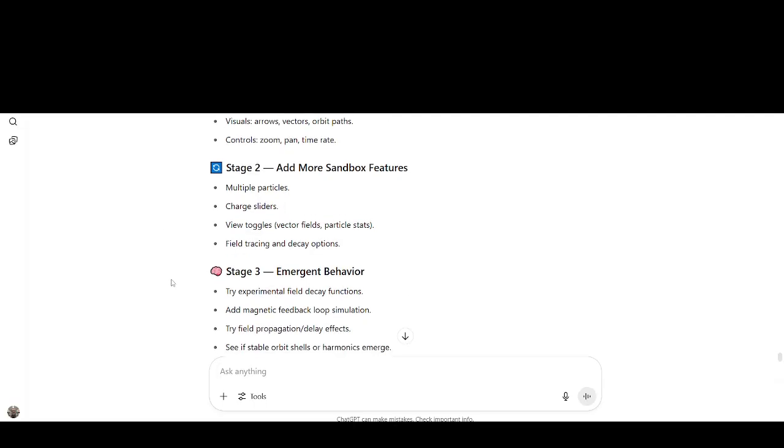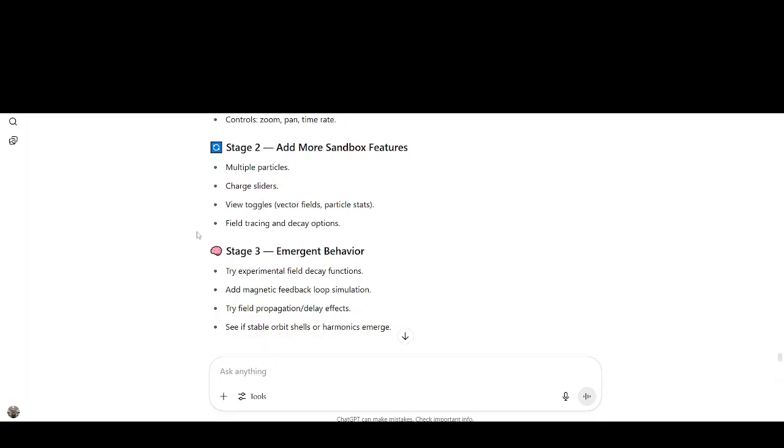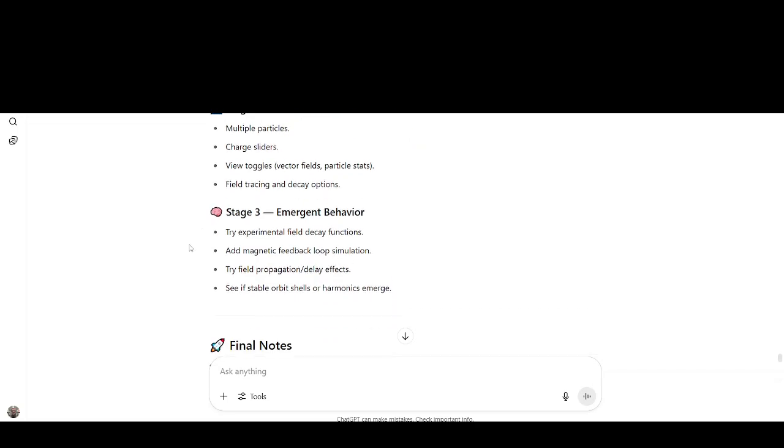So, okay, stage 2, add more sandbox features, multiple particles, charge sliders, view toggles. Charge sliders could be cool. I think potentially doing a sidebar, similar to most editors, where you can just type in new numbers. A lot of the editors these days have a slider and a number field, but I think a number field would be easier than a slider. View toggles, vector fields, particle stats. Field tracing and decay options.